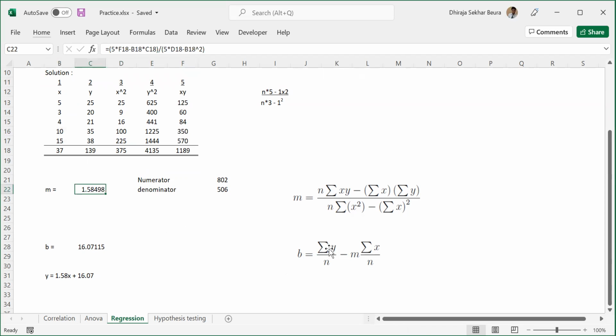If you look at it, total of second column, that is sigma y, divided by n. So you are basically calculating the mean of y. This is nothing but your mean of y. This is nothing but your mean of x. In the mean of x, you are multiplying m. M is nothing but what you have calculated earlier. So I can say it in a simpler form as mean of y series minus mean of x series multiplied by m that we have calculated just above. So I've just simply done that, and it comes to 16.07.